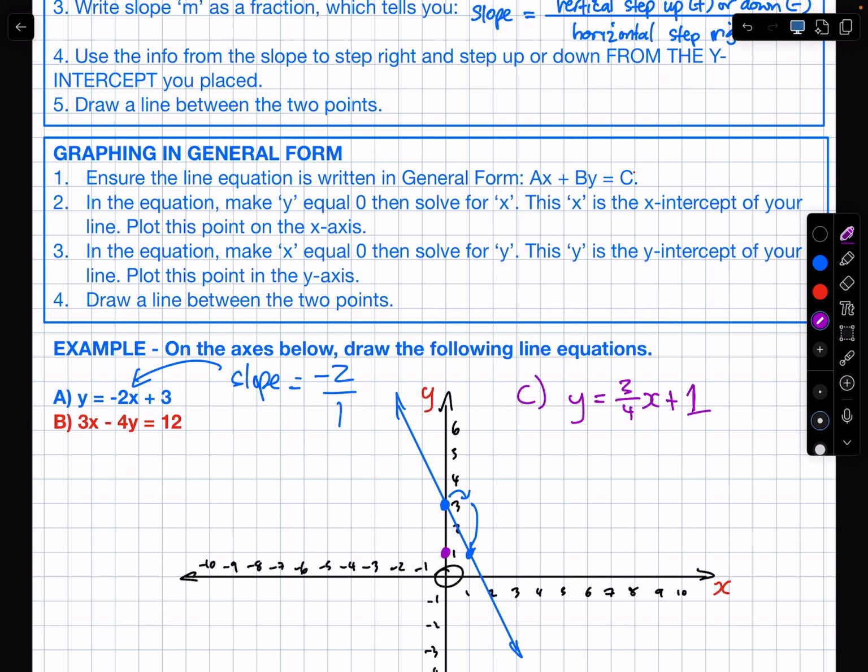Can I draw a line through one dot? No. Now I look at the slope. See how it's already a fraction? So what does the bottom say? I have to go to the right 4 times. What does the top say? I go up how many? 3. So I go to the right 4 times and up 3. Now I can place 2 dots. Is 2 dots enough info to draw a line?